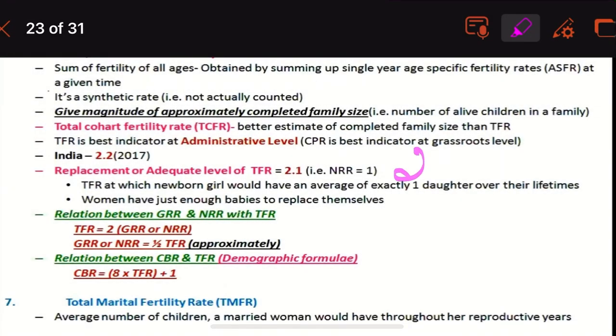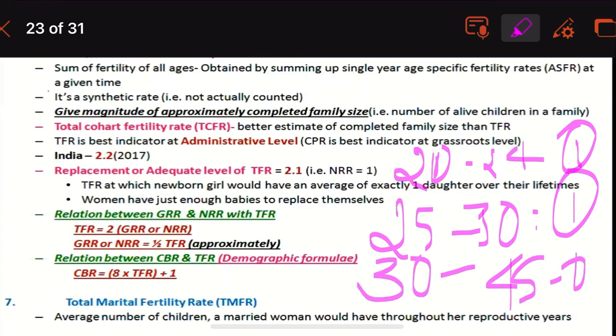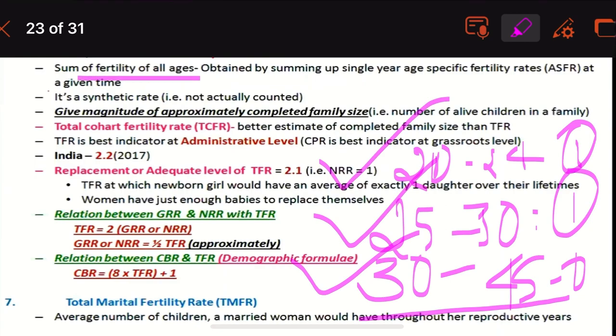So what did we see? 20 to 24, she gave birth to one baby. Then from the age group of 25 to 30, she gave birth to another baby. Then 30 to 45, she did not give birth again. So the total, assuming she went through all the reproductive age groups, is the sum of the fertility of all ages, obtained by summing up the single year age-specific fertility rates at a given time.